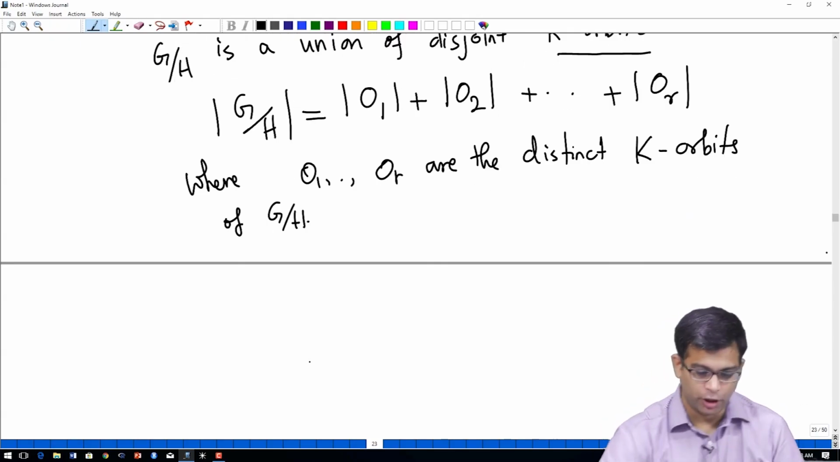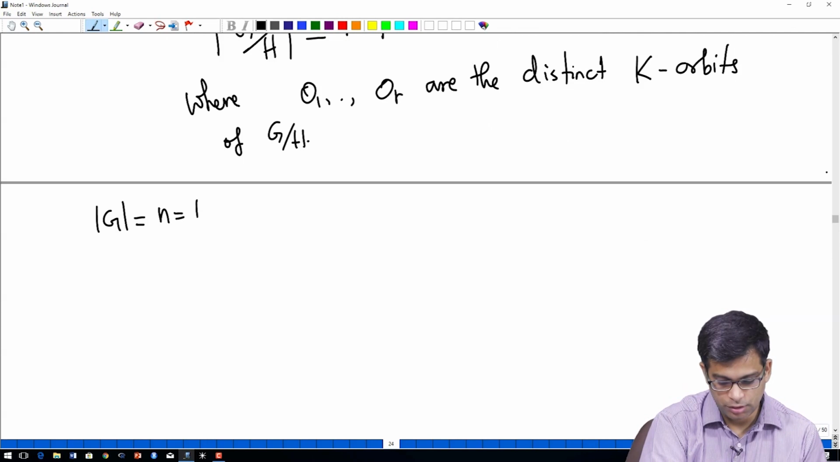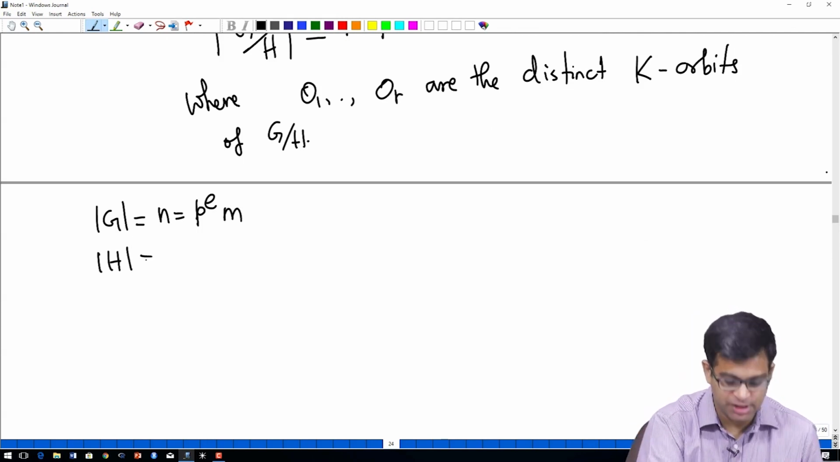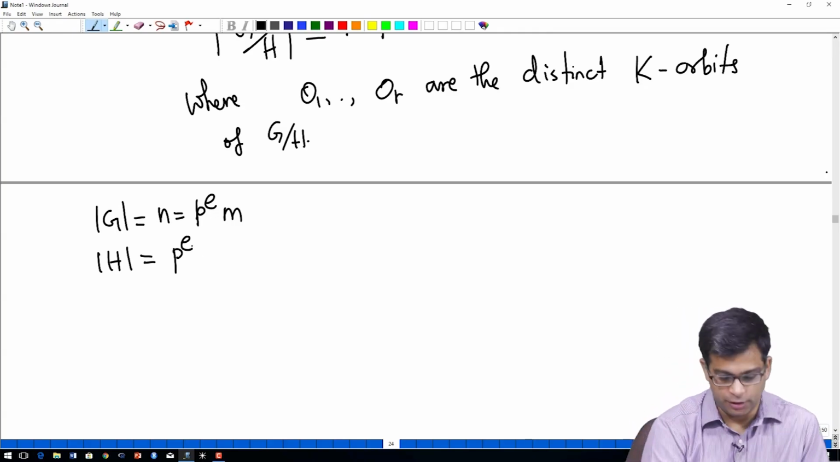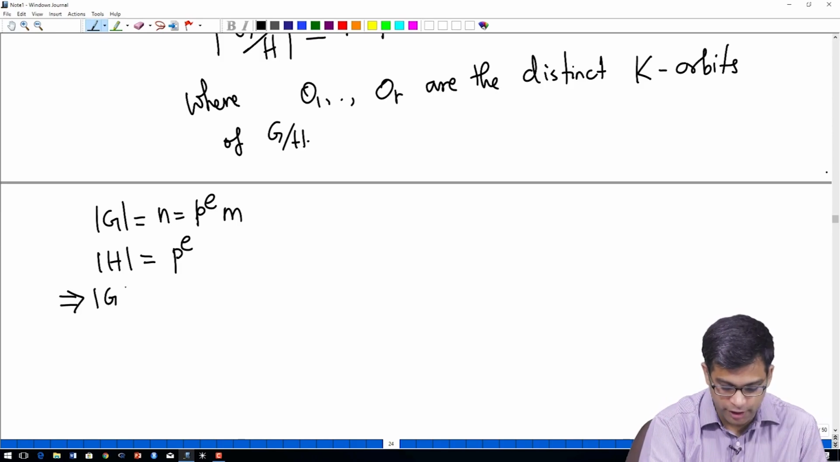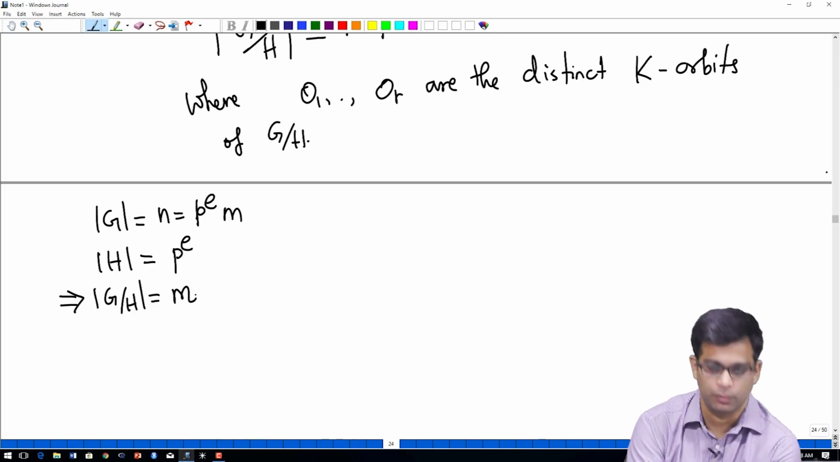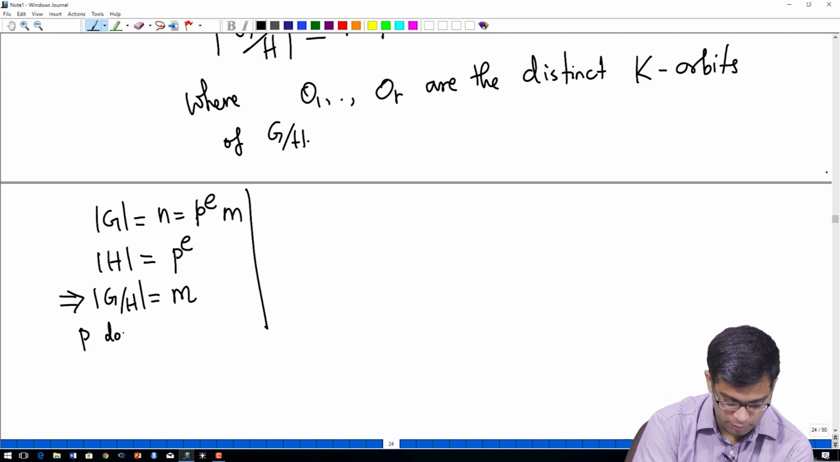Now let us see what is the order of G mod H. Remember always we will use this notation, order of G is P^E times M, and what is the order of H? H is a Sylow P subgroup, right. So, order of H is P power E. This implies order of G mod H is M. This is our original counting formula. So, this is of course not divisible by P. That is how we write this: P does not divide M.